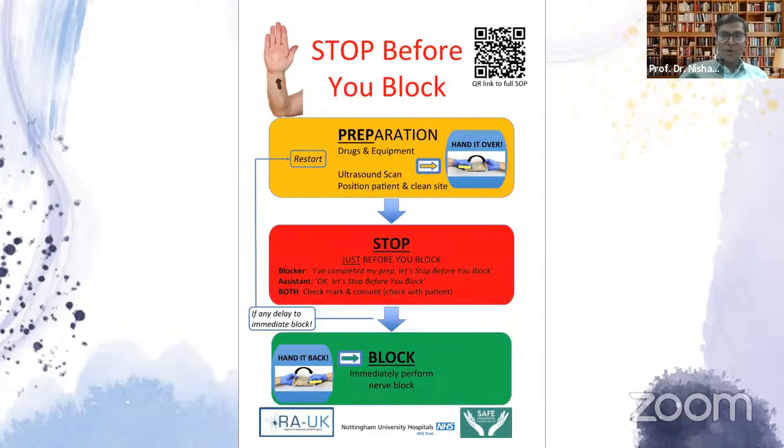Let's stop before you block. Assistant says, okay, let's stop before you block. You both check, mark, and consent check with the patient again. And if there's any confusion, please go back and check again, right? So if everything is fine, you give the block, immediately perform the nerve block and hand it back. So the thing is that you have to know that the site is okay.